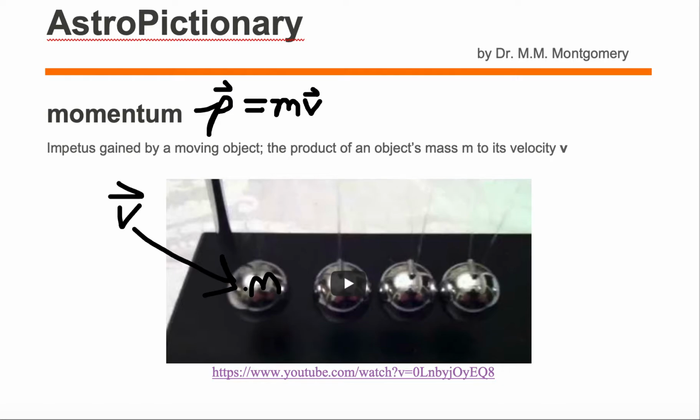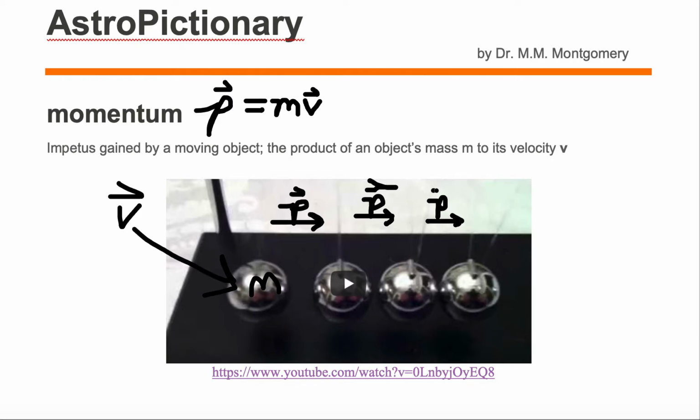And then what it's going to do, these balls are just sitting here. So it's going to transfer its momentum to the next ball. That ball is going to transfer momentum to the next ball, and that ball is going to transfer momentum to the next ball.